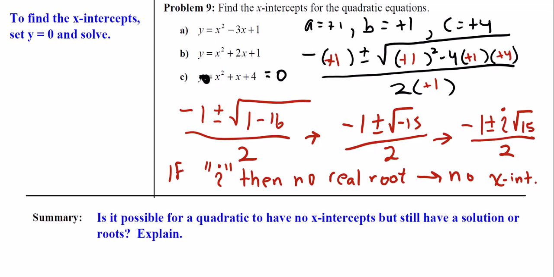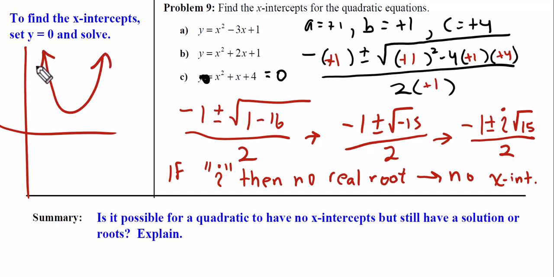Since we pull out an i, that's an imaginary number, that's a complex number, then we have no real roots. And if we have no real roots and we just have complex roots, if you refer back to your table, that means that there are no x-intercepts. So if we look at this, the graph is never going to touch the x-axis. It's going to be something probably like this, and it'll never touch the x-axis, so it'll never have any x-intercepts.